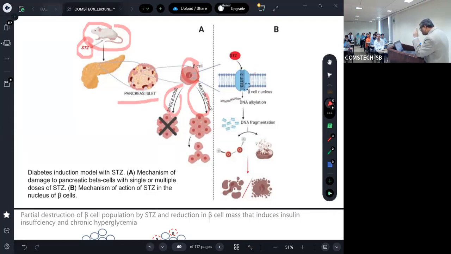It has a nitrogenous molecule. This nitrogenous molecule causes DNA alkylation, and that causes DNA fragmentation. If there is DNA fragmentation, the cell is inactivated. So it destroys the beta cell. If the beta cell is destroyed, there is no insulin or less insulin. This is the mechanism of streptozotocin.